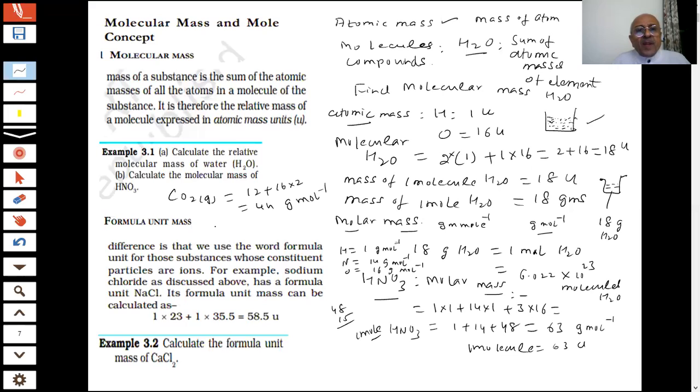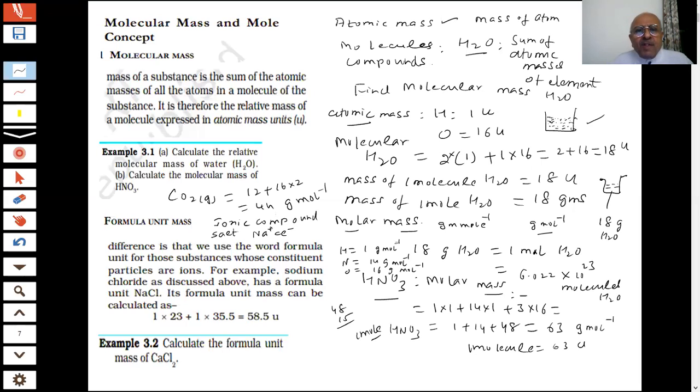Now, supposing there are certain compounds, student, which are ionic compounds. For example, NaCl. The NaCl which you are eating, student, salt, sodium chloride is a salt which you are using at home. This is an ionic compound. Ionic means there will be one sodium and it will attract many chloride ions. And one chloride ion will attract many sodium ions because they are ionic. They have charges. Opposite charges will attract.